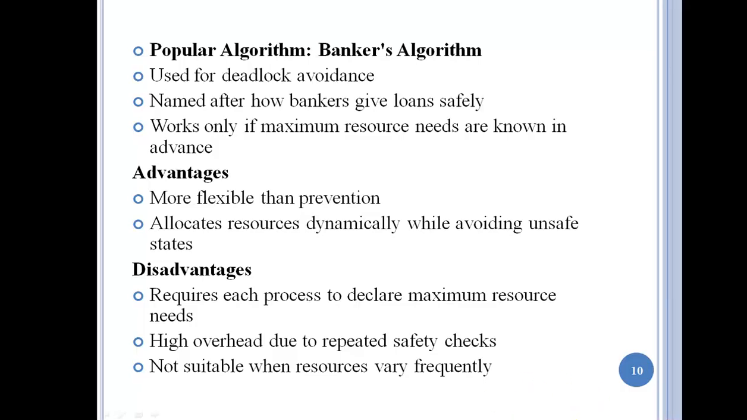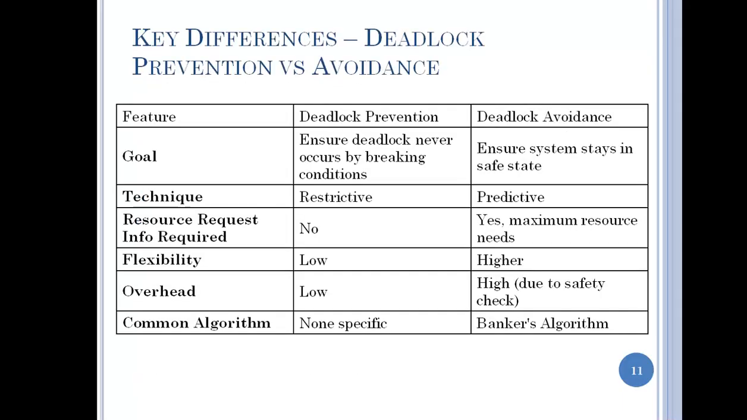The popular algorithm used for deadlock avoidance is the banker's algorithm, and it is named after how bankers give loans safely. It works only if maximum resource needs are known in advance. So what is the advantage of this? It is more flexible than prevention and allocates resources dynamically while avoiding unsafe states. There are also some disadvantages: it requires each process to declare maximum resource needs, has high overhead due to repeated safety checks, and is not suitable when resources vary frequently.